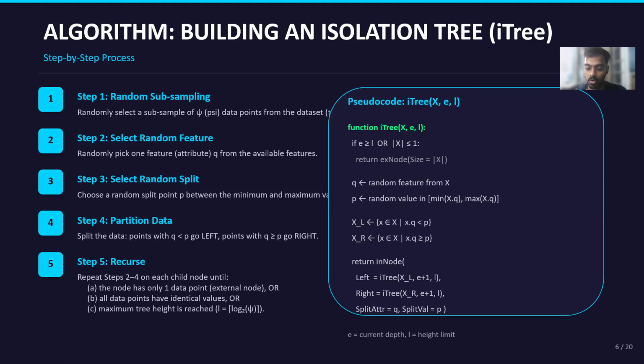And importantly, there is no optimization here. Everything is random. We just split in random order until we find the leaf node or reach the height limit.